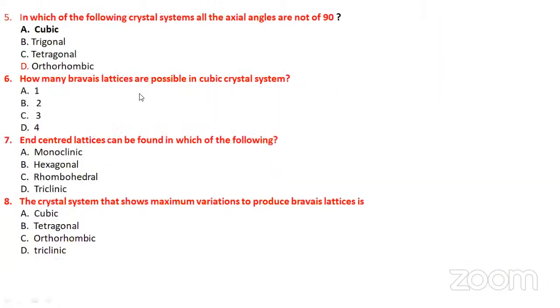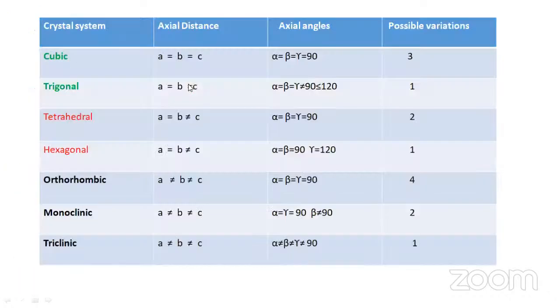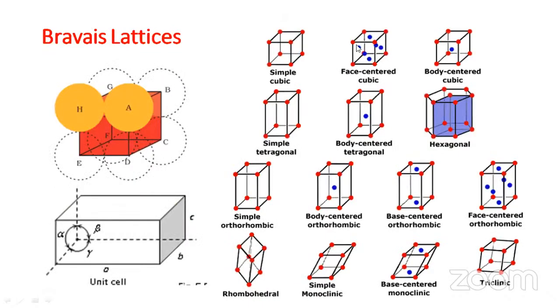Okay. Now coming to the next, how many Bravais lattices are present in the cubic crystal system? So all these questions were asked previously in competitive exams, Nana. Okay, so I hope everyone will do it. So you know how many Bravais lattices are present in the cubic crystal system. Just now we discussed, this is the cubic crystal system. How many cubic crystal systems are there? There are simple cubic system, face-centered cubic system, and body-centered cubic. So total 3 cubic systems are present.